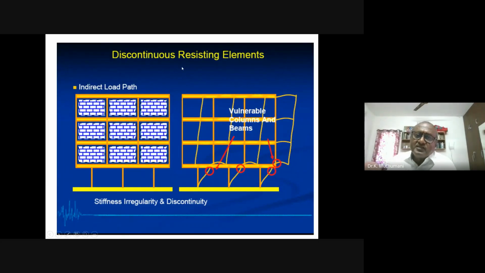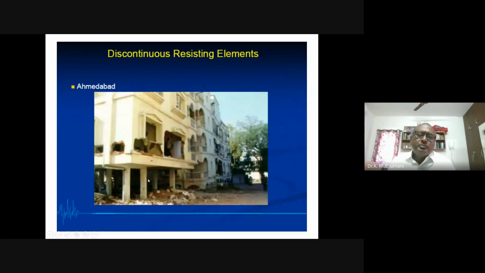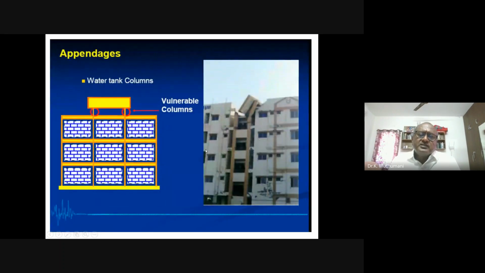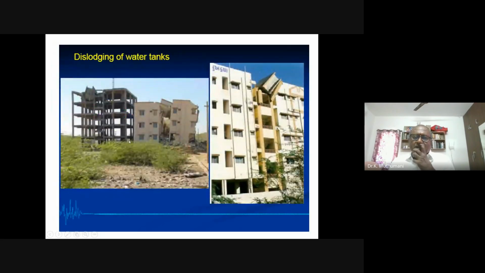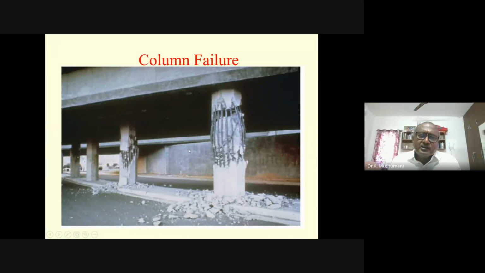And then there are discontinuous resisting elements. This is how they cut a building: they put a column here and then extend it in this kind of funny way, even if it is only 3 stories. This building failed in Ahmedabad. There are also issues like a tank that is not well connected, so it may fall. A lot of issues are there; even a bridge column can fail if it is not confined well.